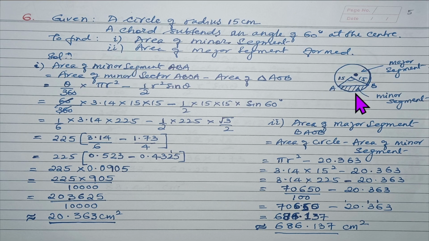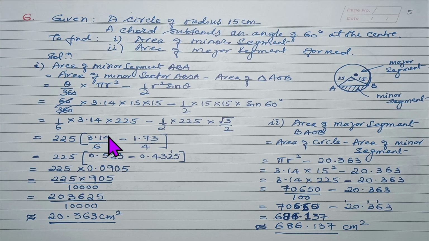Now the area of minor segment ABA is equal to the area of minor sector ABOA minus the area of triangle AOB. The area of minor sector formula is theta by 360 into pi r square, and the triangle is half r square sin theta. With theta being 60 degrees: 60 by 360 into 3.14 into 15 into 15, minus half into 15 into 15 into sin 60. 60 by 360 becomes 1 by 6. So we have 1 by 6 into 3.14 into 225 minus half into 225 into root 3 by 2.